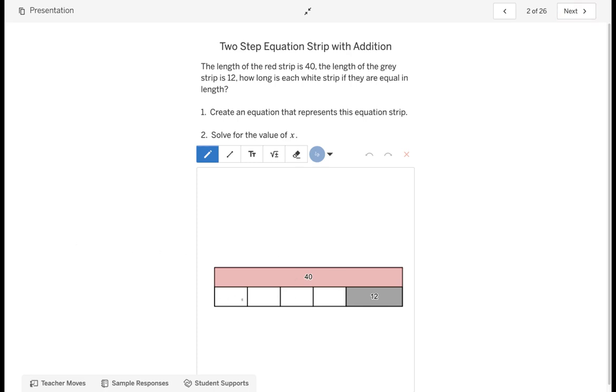So again, down here we have these pieces. We know these pieces are the same value, but we don't know what they are, so we're going to call them x. And we know that these 4 x's plus this gray section is equal to 40. So we're going to represent that with 4x, these are the 4 x's here, plus the 12 would be equal to 40.